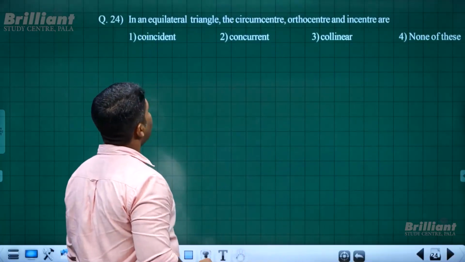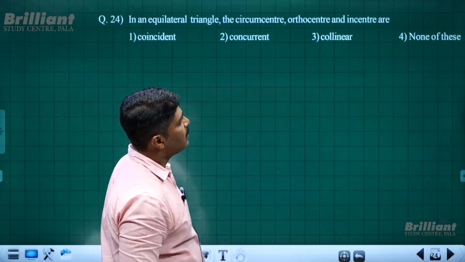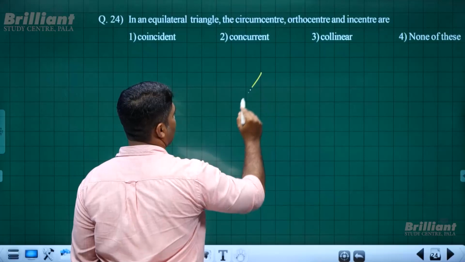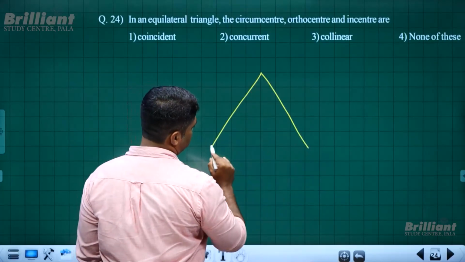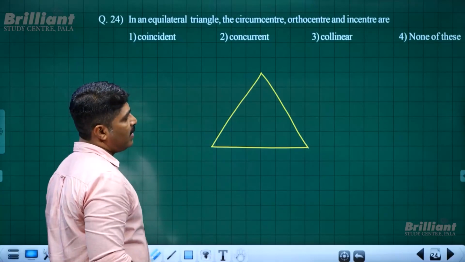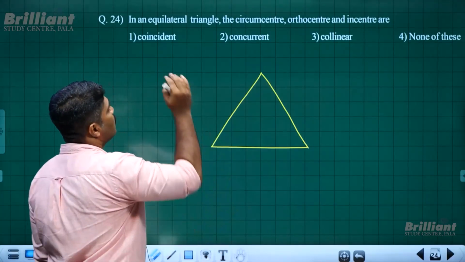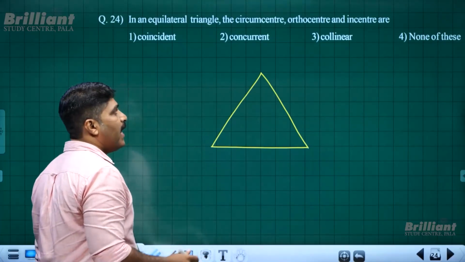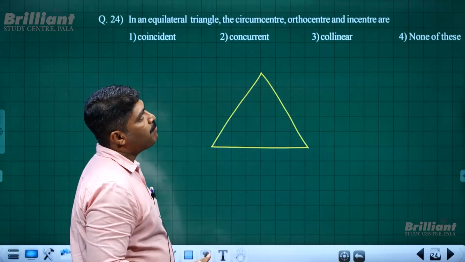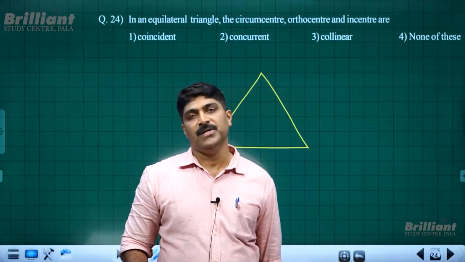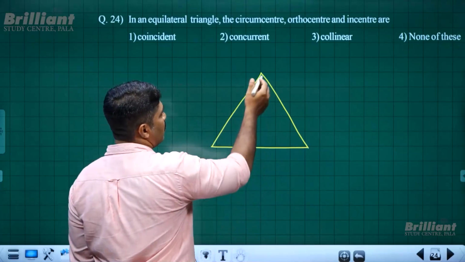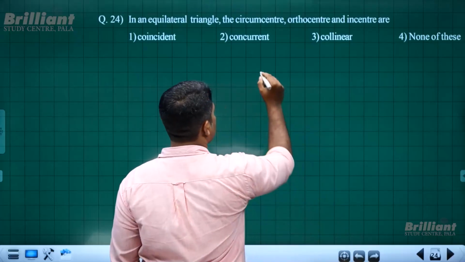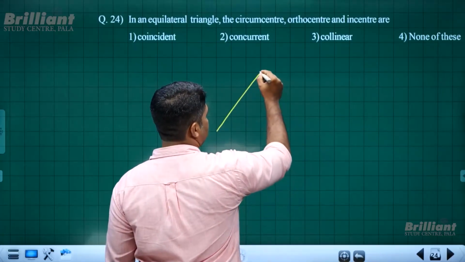Next question. In an equilateral triangle, the circumcenter, orthocenter and the incenter are... While we are considering an equilateral triangle, what happens here? What is the logic here? What is the circumcenter? The circumcenter is the concurrent point of the perpendicular bisectors of the sides. How to draw the perpendicular bisectors of these sides? If you are drawing it properly, it's an equilateral triangle, so you have to do it properly.